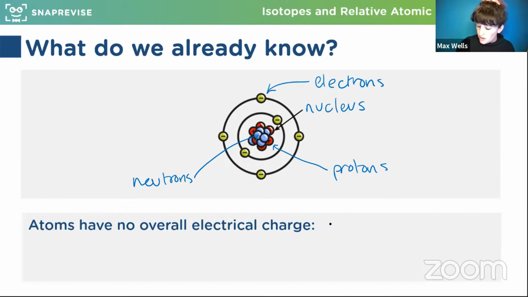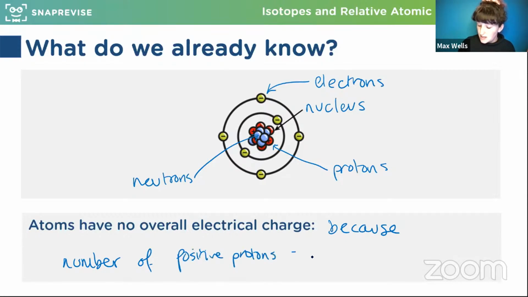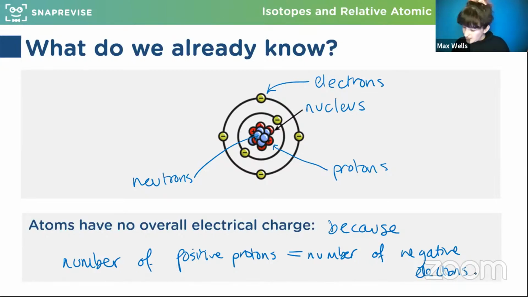So atoms have no overall electric charge because the number of positive protons equals the number of negative electrons. Good. Oh, electrons, that's supposed to say. Electrons. Really nice, well done. So they cancel out. You've got to have an equal number of positive protons and negative electrons. Electrons are negative. I like that. Very nice. Lovely. So we've got the same number of each. Really good.